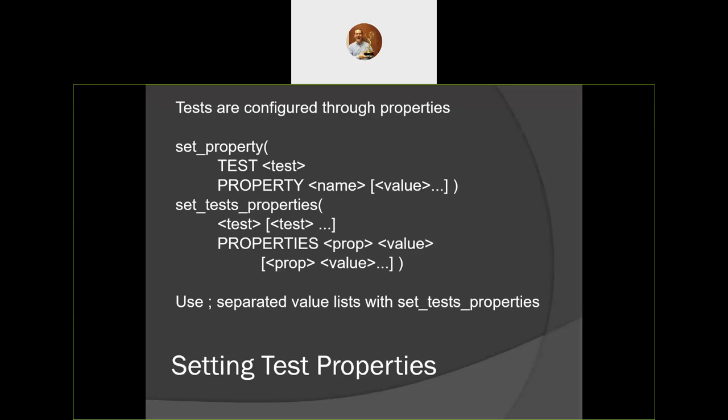Set tests properties allows you to set multiple properties for multiple tests all in one command, but the values are single values. So if you're setting a list of values, then you have to make sure that that is formatted as a string where the values are separated by semicolons inside the string. And just take note that it's set tests properties, because you can set the properties for multiple tests, although typically you do this for one test at a time. But just make sure you notice that, because for instance, the convenience command for setting properties on a target is set target properties. The target is singular, so just keep an eye on that.